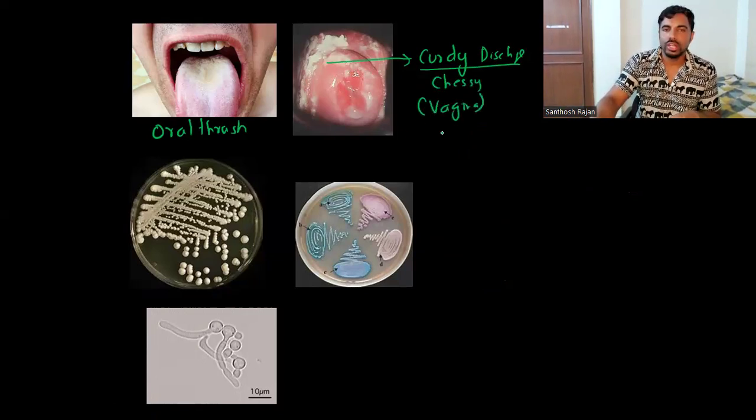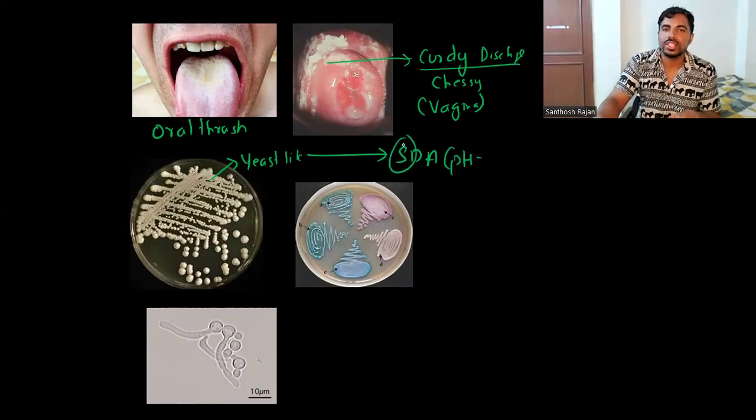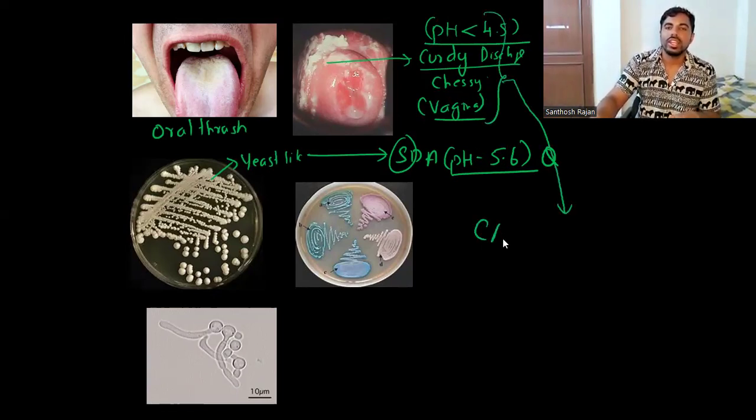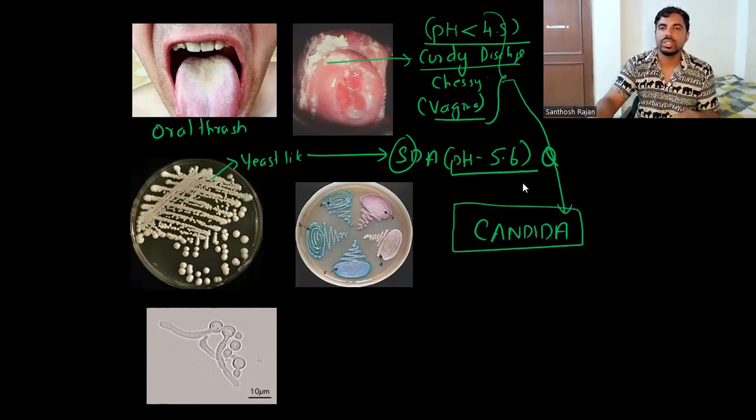So when you have a curdy white discharge, and yeast or yeast-like growth, in which agar? SDA agar. You know that for SDA agar the pH is very important. They asked a question: S looks like a 5, so it is 5.6, easy to remember. Normal SDA agar is 5.6, while this curdy discharge will have a pH less than 4.5. Acidic pH comes, so the clinical diagnosis will go towards Candida. Remember, your diagnosis will go towards Candida.